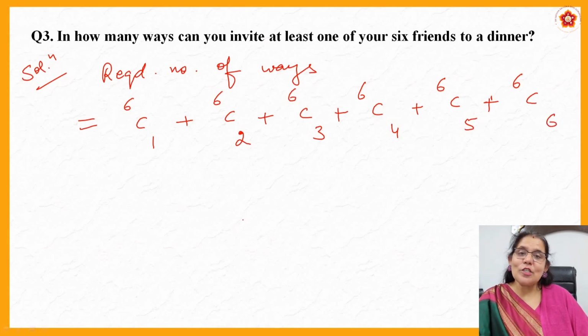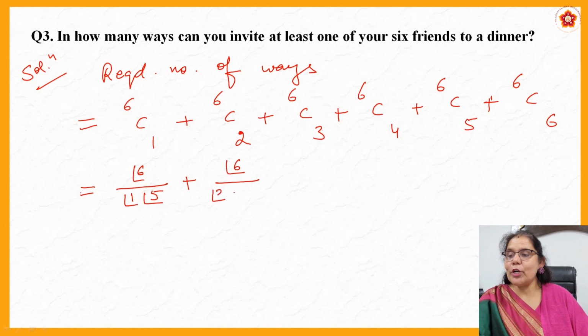Now solve this. This will give you the answer. And I hope you remember how to solve it. It is factorial 6 divided by factorial 1, and what is 6 minus 1? It is 5. Same way, factorial 6 divided by factorial 2, and what is 6 minus 2? 4. So it will come 4 factorial here.